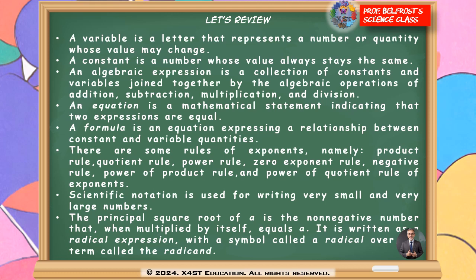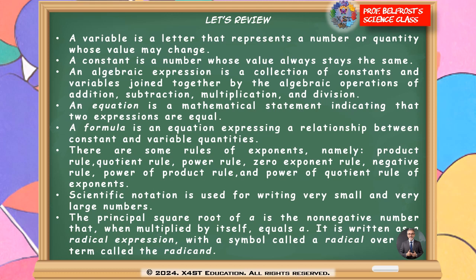And now we move to equation. What is an equation? I think all of you have heard this term before. An equation is basically just a mathematical statement indicating that two expressions are equal. And a formula, which is another form of equation, is an equation expressing a relationship between constant and the variable quantities.